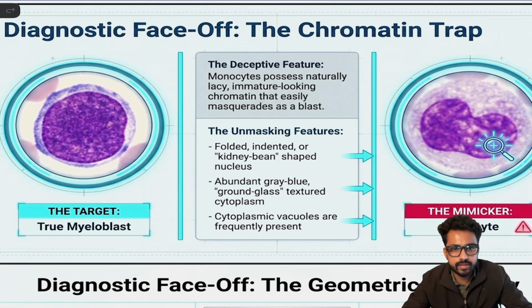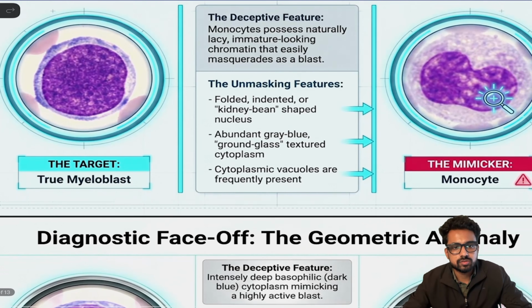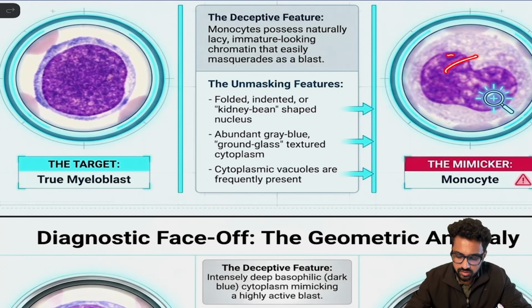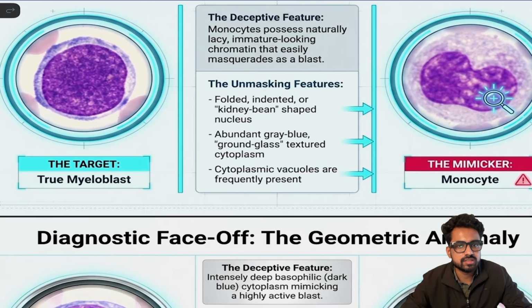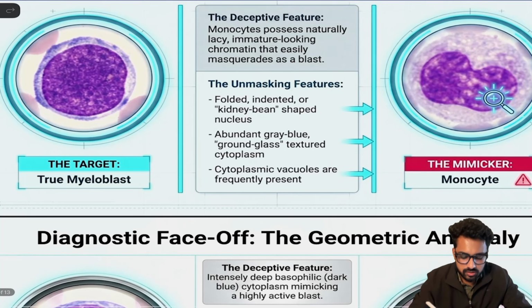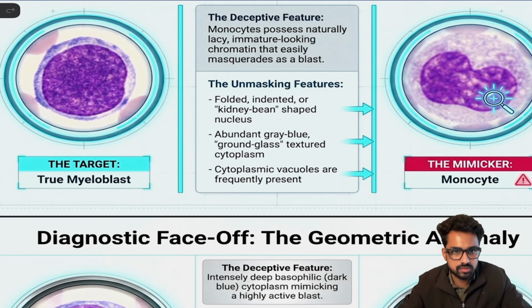Next is the chromatin trap. The mimicker is the monocyte. The deceptive feature is that monocytes possess naturally lacy, immature-looking chromatin. Here you can see this immature-looking or lacy chromatin, which will confuse you into thinking it is a blast, and it can easily masquerade as a blast. The unmasking feature is that monocytes show a folded, indented, or kidney bean shaped nucleus, but that is not always the case.